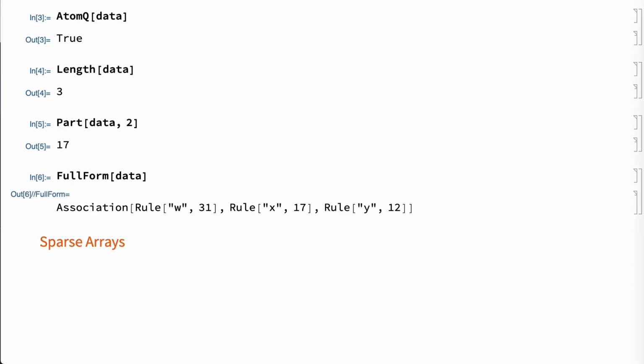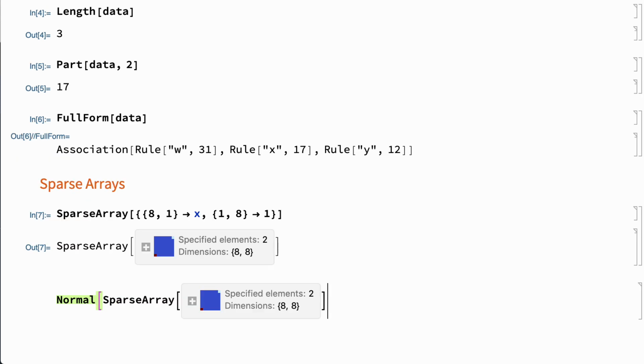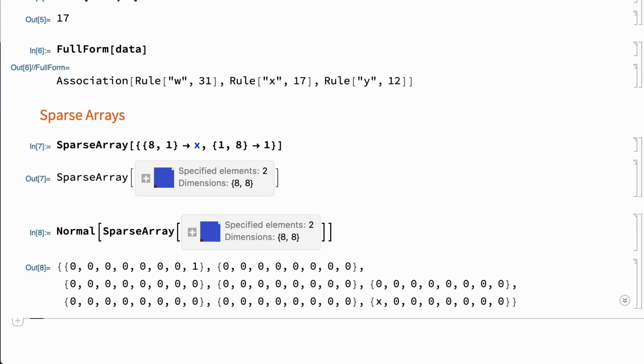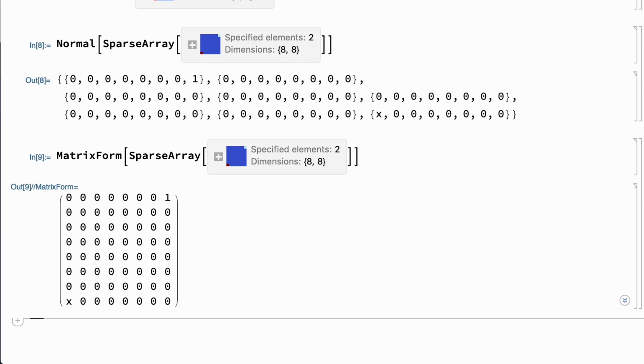Another example of a complicated atom is a sparse array. This input uses the SparseArray function to construct a sparse array expression. The Normal function can be used to convert that sparse array to a list of lists, which is the generic way of representing arrays in the Wolfram language. This shows that array displayed as a matrix.